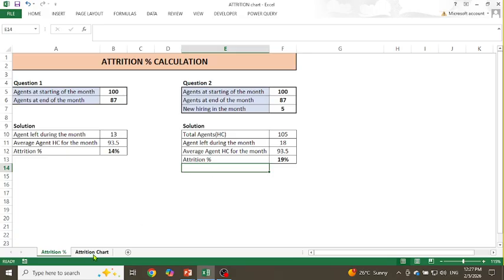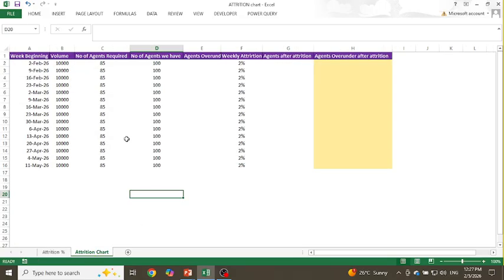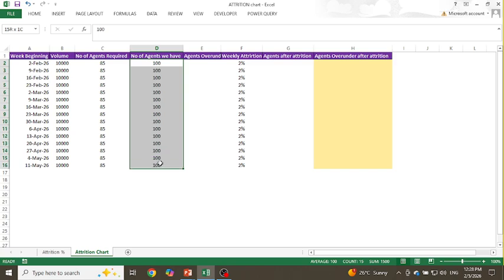And now the attrition chart. Let me show you the attrition chart, how attrition affects us. This is a simple chart. This is the week beginning 2nd February 2026, then 9 February. So every week beginning, every Monday, is there. Volume. Every week we are getting 10,000 volumes. To clear the 10,000 volumes, we need 85 agents per week, and we currently have 100 agents in our bucket. We have planned 15 buffer agents, surplus agents, so that if the volume spikes, we will be able to handle it. So let us see how many surplus agents we have.